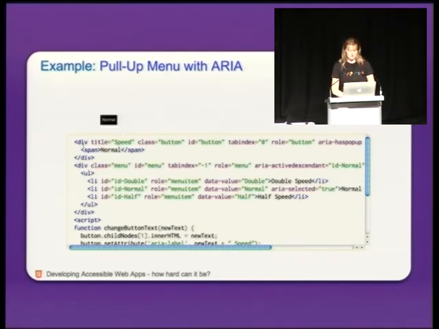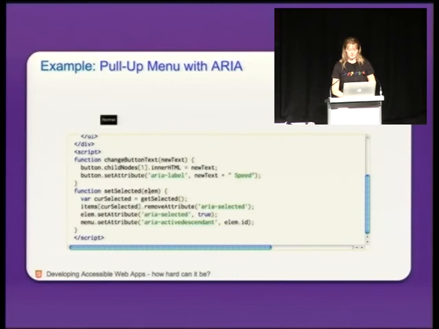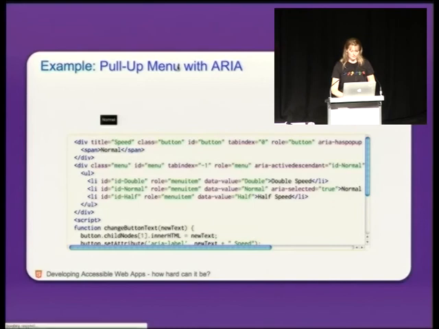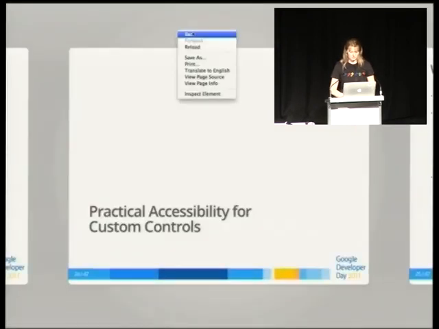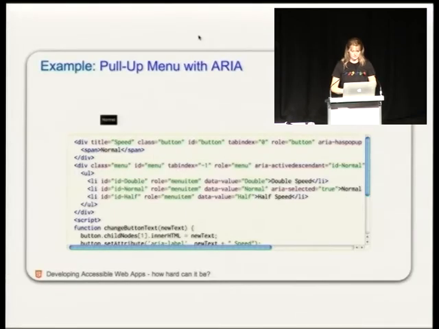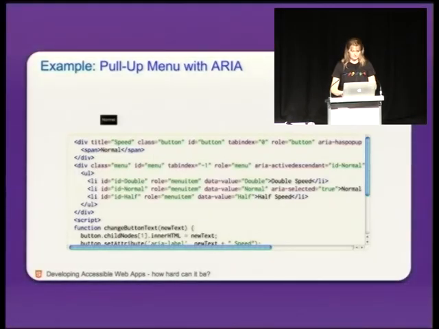And as you can see, this menu is done with divs and with the UL list and with a few functions that set specific ARIA elements. So what happens when we... Oops, I clicked the link, unfortunately. Developing accessible web apps. Example pull-up menu with ARIA link.